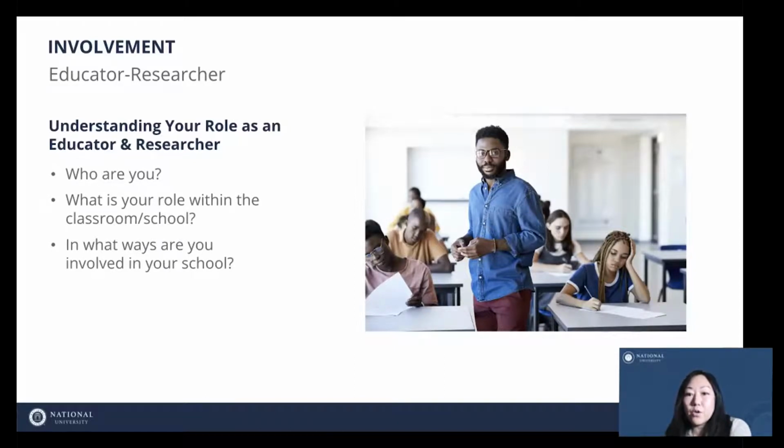Jot down a few of the ways you are involved with your school. This can include your profession within the fields, committees that you serve on, grade levels or subject areas that you teach, or any other ways you identify in relation to the school. Write this information down, as it will be relevant later when writing your action research paper.